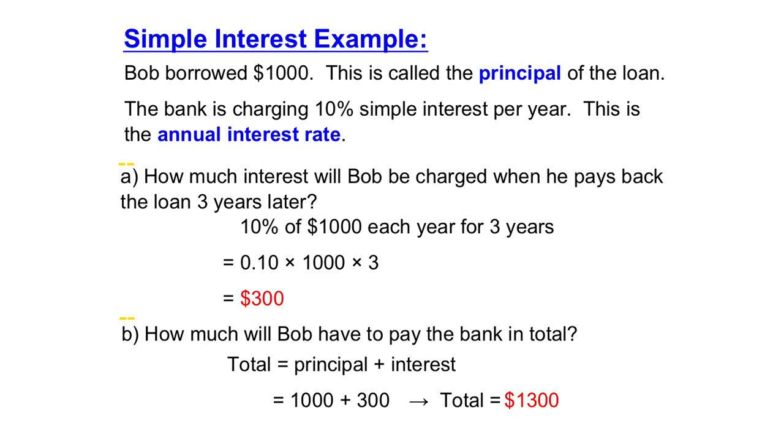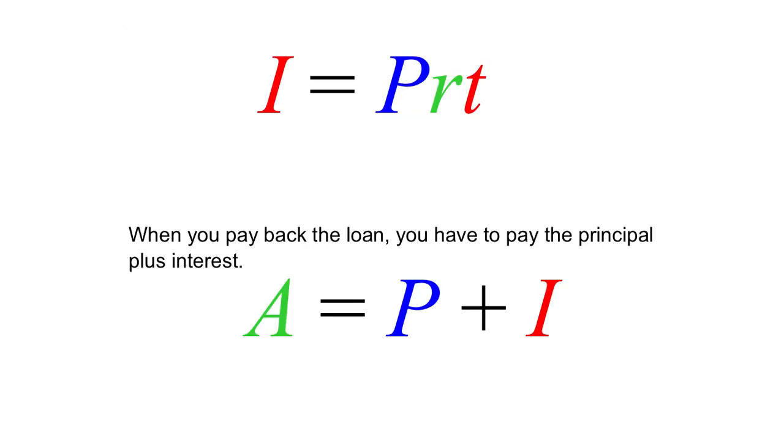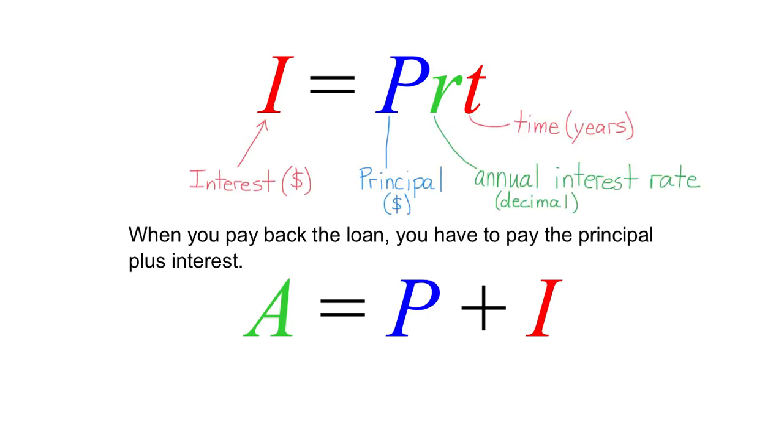So this is how simple interest works. You're charged a certain percentage of what you borrowed every year for a certain number of years. And you have to pay back the principal plus the interest. And so we can formalize that with some formulas. I equals PRT. The amount of interest is equal to the principal multiplied by the annual interest rate multiplied by the time in years. That's how I calculated how much interest he owed. $1,000 times 0.10 times 3.